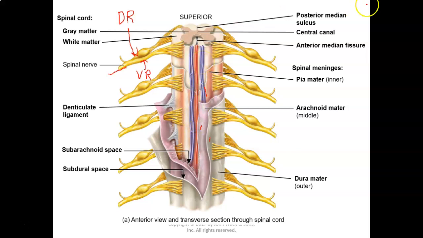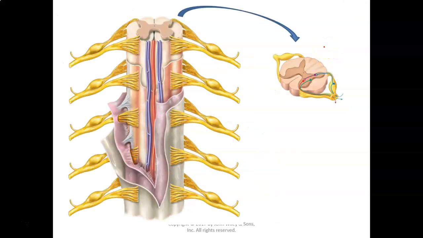A couple other structures: posterior median sulcus, central canal, anterior median fissure. Those we're going to look at here in just a minute on this next slide.